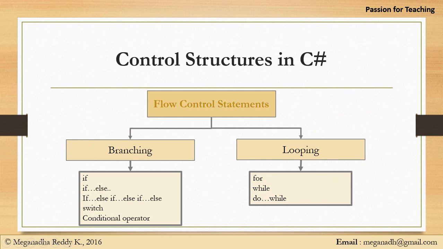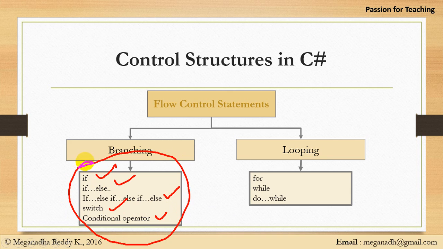Let's see some examples for branching and looping. The if condition, if else condition, if else if else condition, switch case, and conditional operator all constitute branching, where we take one decision based on multiple options that are available. Whereas for loop, while loop, and do while loop are used for iteration purposes, and these are categorized as looping.